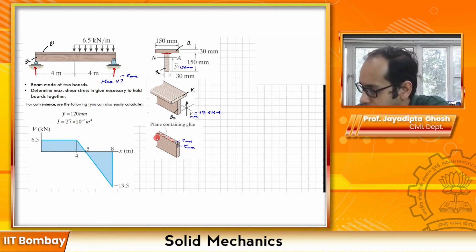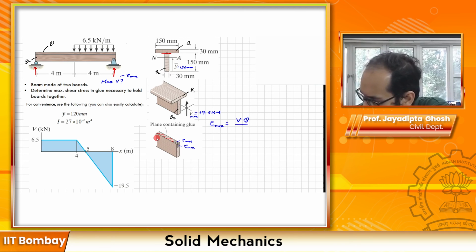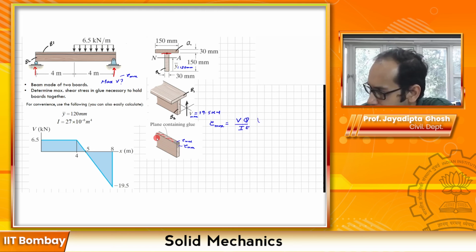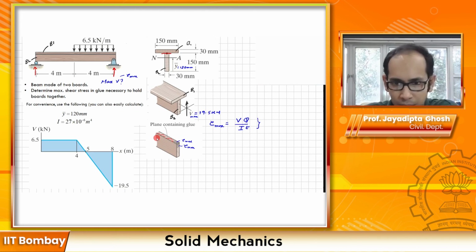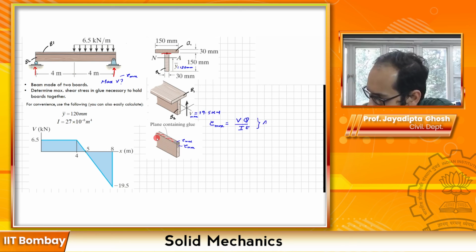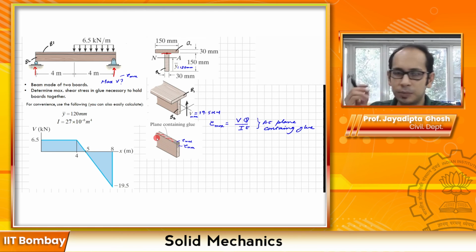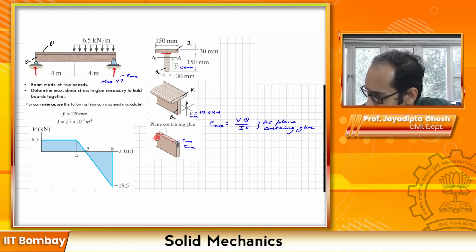It's again very obvious. We know that tau max, I'm going to simply write, equals VQ divided by I times T. So remember, this maximum we are calculating at the glue interface, at the plane containing the glue. So let's just plug in the numbers and see what we get. So your tau max, your V is 19.5 kilonewton.